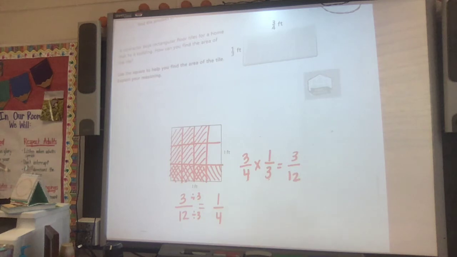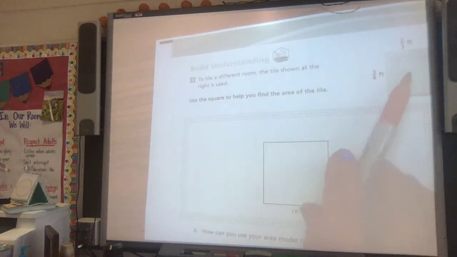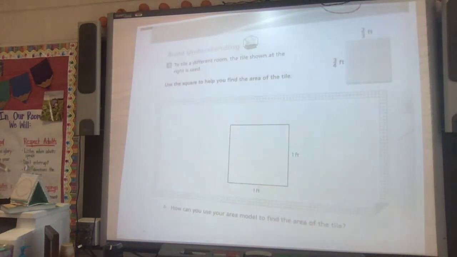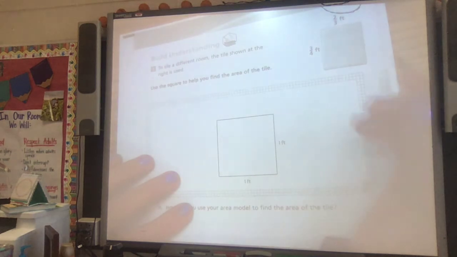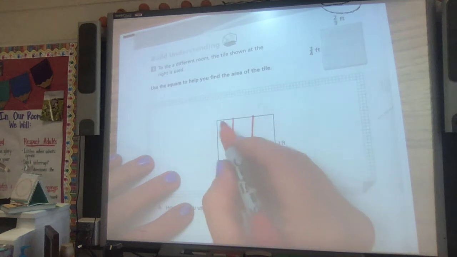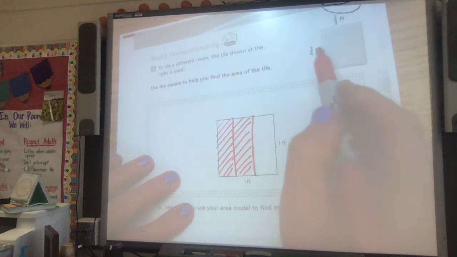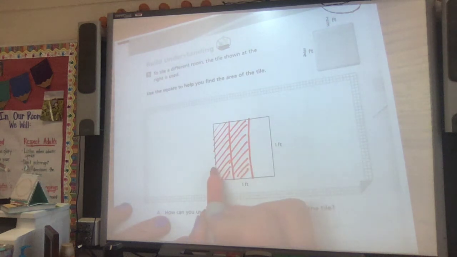All right, so let's keep looking on page 200. To tile a different room, the tile shown at the right is used. They have a new size tile here. Use the square to help you find the area of the tile. So again, we're going to represent this with an area model. So I'll do my 2/3 first. 1, 2, 3. 1, 2, 3. I have 2/3. Okay? I'm finding 3/4 of the 2/3, or 2/3 of the 3/4.